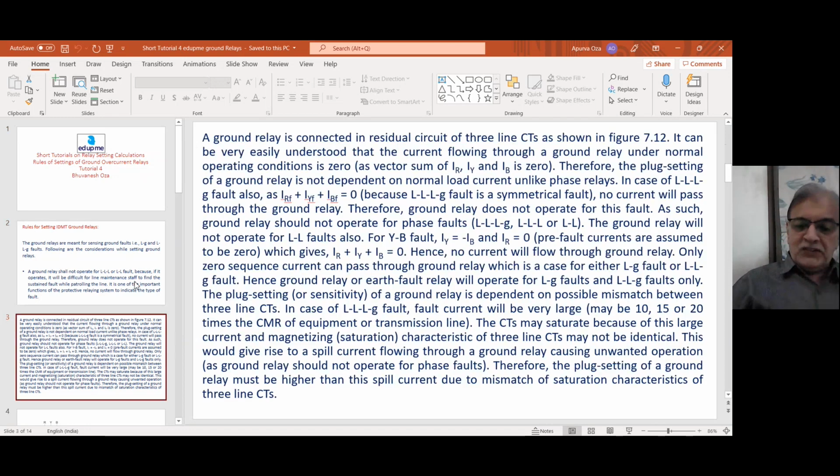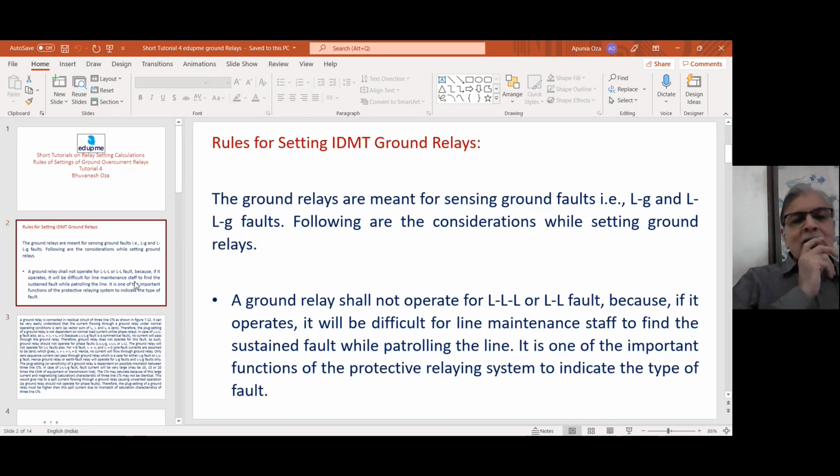Meaning of ground relays. The ground relay means they sense the ground faults only. Sensing the ground fault means the faults that involve ground. That is either LG or double line to ground. That is single line to ground or double line to ground.